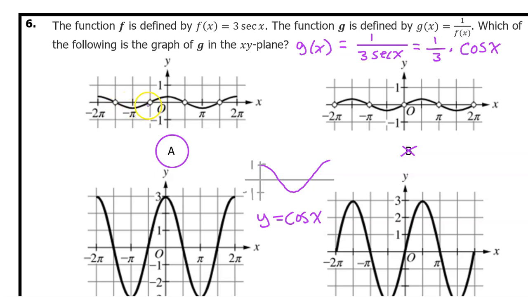By the way, these open circles are here because secant is undefined wherever cosine is equal to 0. When I say that the reciprocal of secant is cosine, that's not 100% true. Putting 1 over secant does not make the undefined values go away. So 1 over secant is still undefined at these input values.